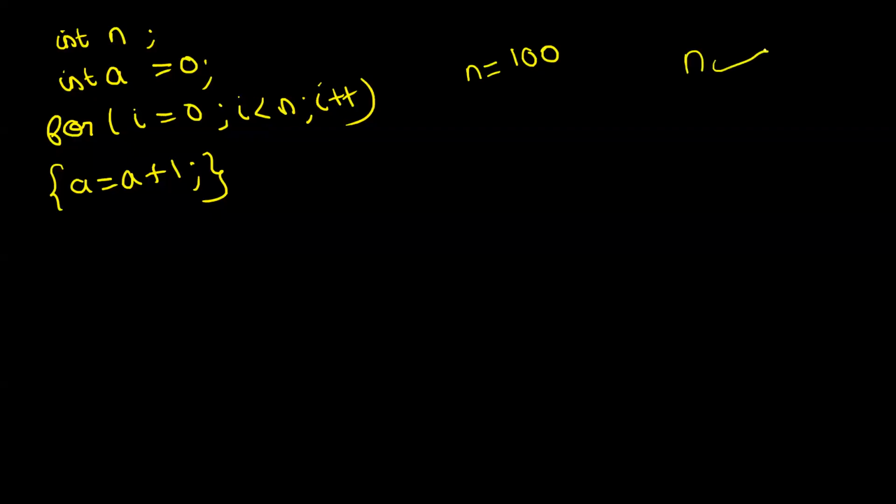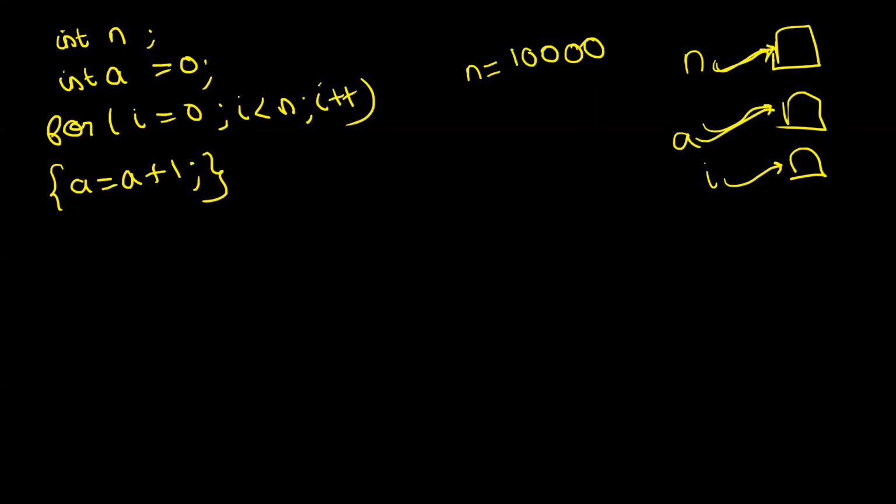You will need one space for an integer n, another block for integer a, another block for integer i. These three blocks you will reserve. But even if n is 10,000, you will be reserving the same three blocks of the same size, right? As long as n is fitting inside an integer, the space taken will not change. Do you agree? Whether you store n equal to 100 or n equal to 10,000, you can store it in the same 4 bytes of memory.